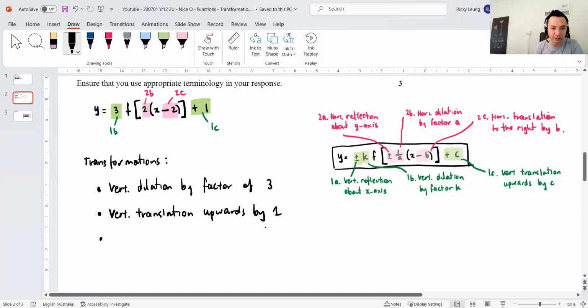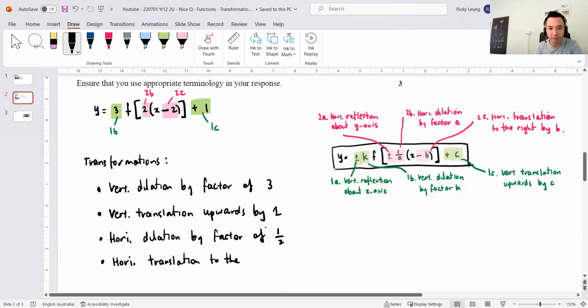So let's do 2B now. So horizontal dilation by factor of, now be careful, right? That's the 2. The formula there you can see, 1 on A, so that's a factor of half, right? And then horizontal translation to the right by 2. Done. Full marks, 3 marks there. I'm not sure how they give 3 marks with full bullet points, but there it is.